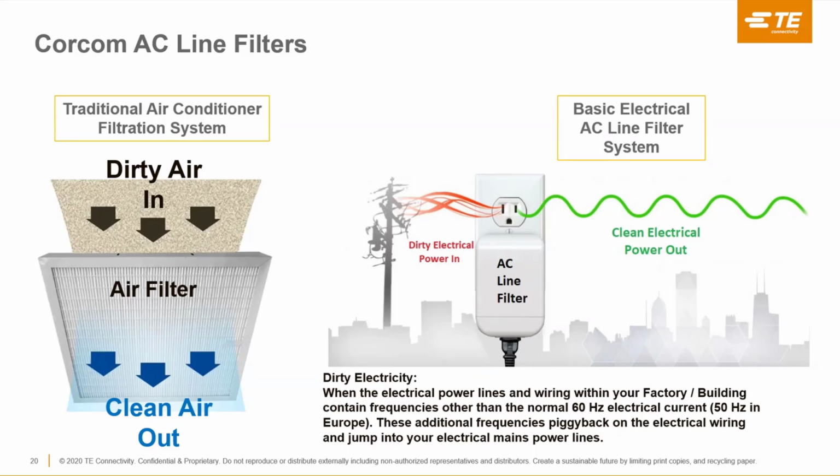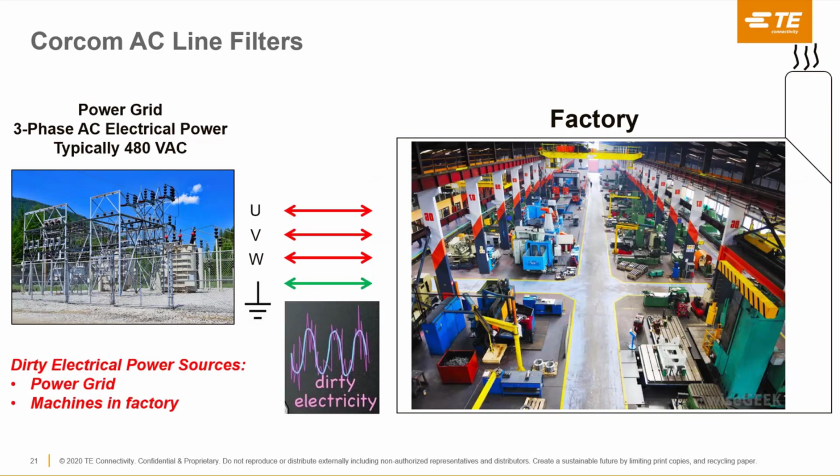Basically, to keep it simple, I compared it to an air conditioning filtration system. You've got dirty air in, and you use an air filter in your house to clean the air going into the various rooms. The same thing happens with your electricity off the power grid. You get the dirty electrical power in, and then your AC line filters clean the electrical power to protect your devices. Or if it's coming out, it protects the device next to it from the power coming off that one device.